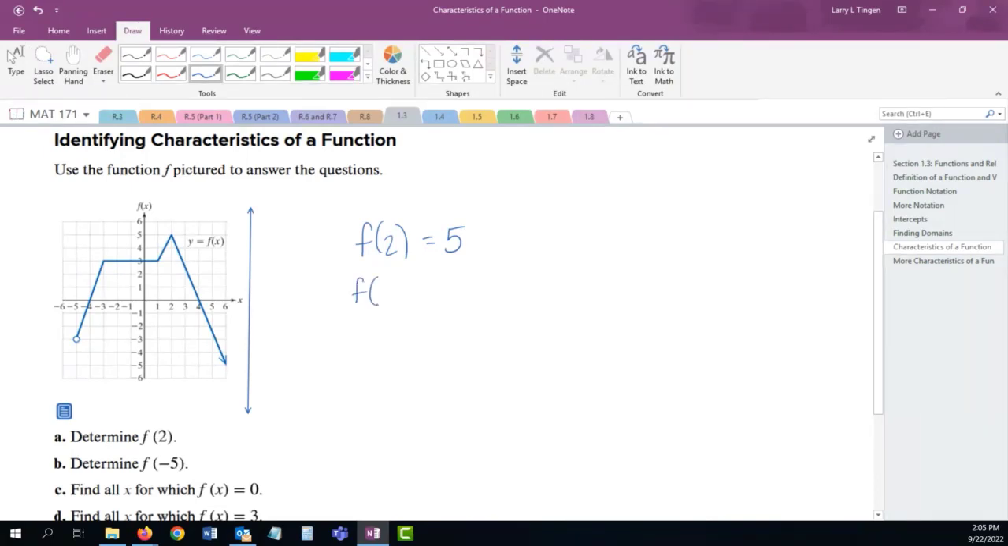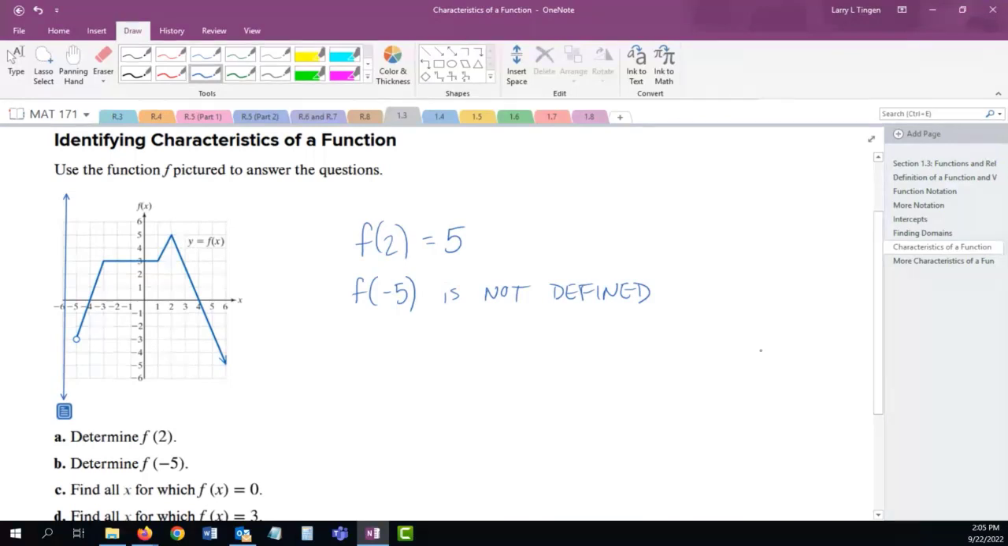Okay, how about f at negative 5? When x is negative 5, okay, I go over to negative 5. Uh-oh, I got an open circle there, right? So f at negative 5 is undefined. Or let me be a little picky here and say is not defined. Just so we don't confuse these two.